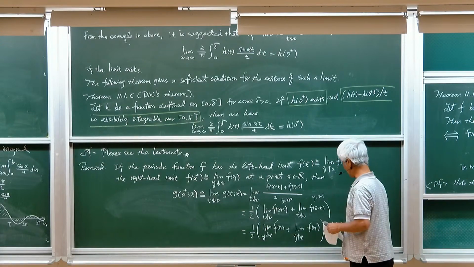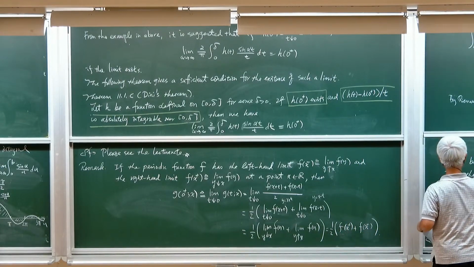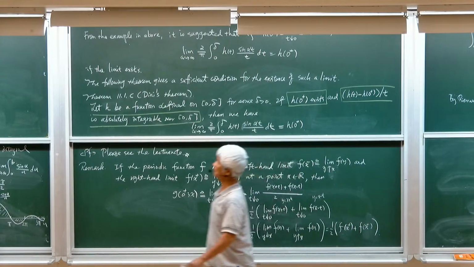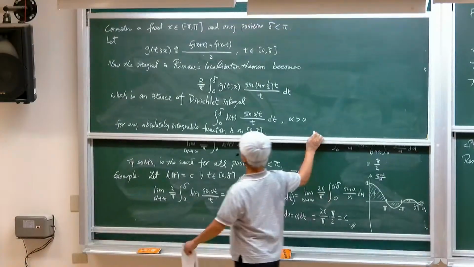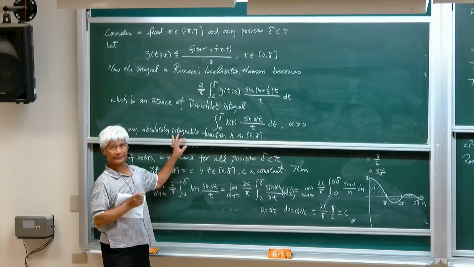So this is because we want to apply the Dini theorem, the Riemann localization theorem. The h function, h of t, in the Dini theorem is equal to the g function here, g of t, and our parameter is x.